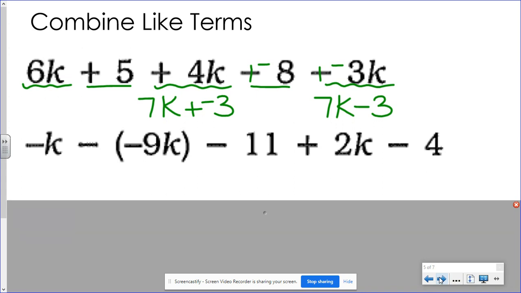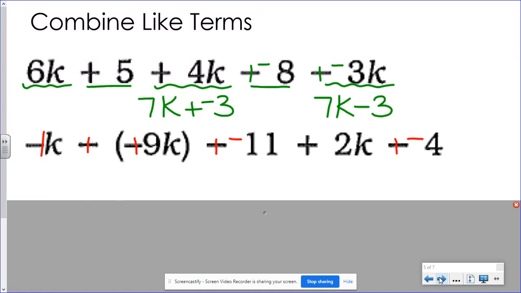Okay, a lot of negatives in this one. So let's first of all clean stuff up before we even try to combine things. The first term, this negative k, I'm going to sneak a 1 in front of there. I'm not doing a keep, change, change because it's not a subtraction. I can see that it's clearly a negative. However, this subtraction changes and that changes to a positive. This subtraction changes and then that changes to a negative. And the 4 over here, I'm going to change that to adding and a negative.